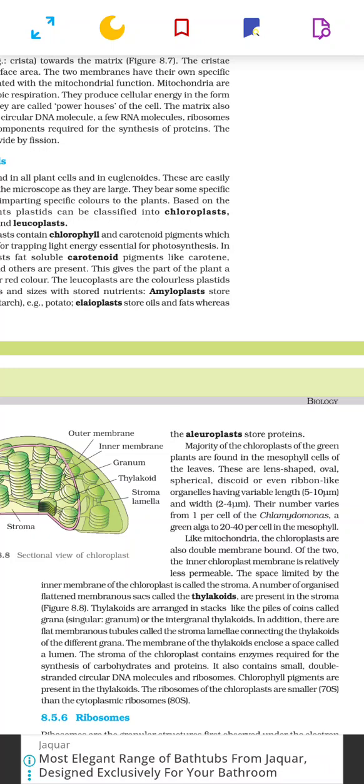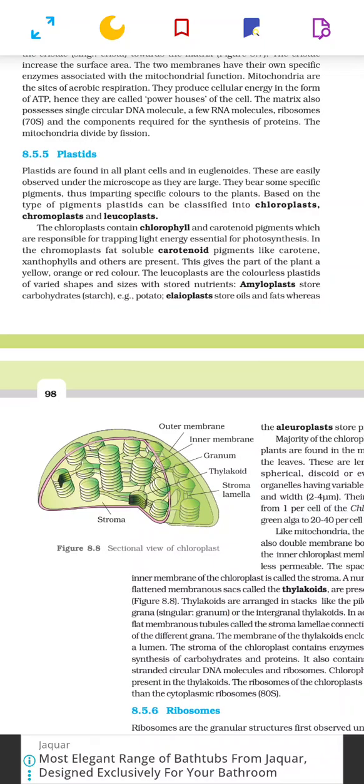The stroma of the chloroplast contains enzymes required for the synthesis of carbohydrates and proteins. It also contains small double-stranded circular DNA molecules and ribosomes. Chlorophyll pigments are present in the thylakoids. The ribosomes of the chloroplast are smaller, 70S, than the cytoplasmic ribosomes, 80S. Outer membrane, inner membrane, granum, thylakoids, stroma lamellae, and stroma are shown in figure 8.8, a sectional view of the chloroplast.